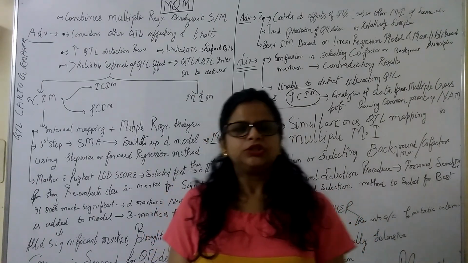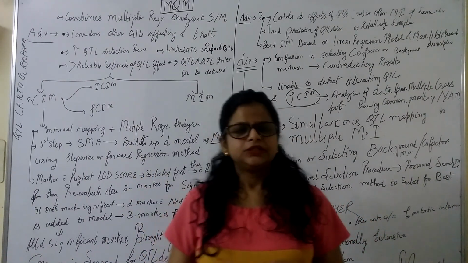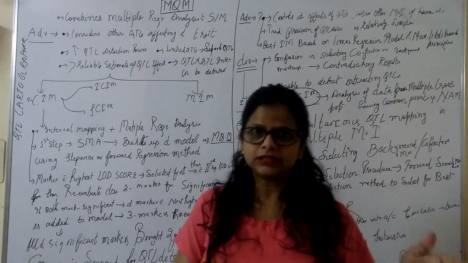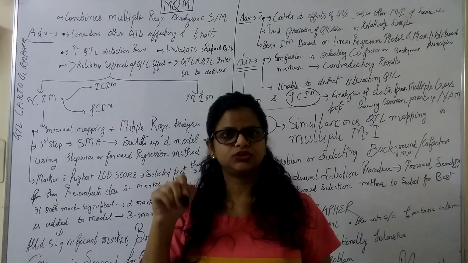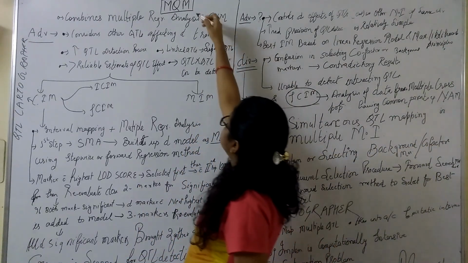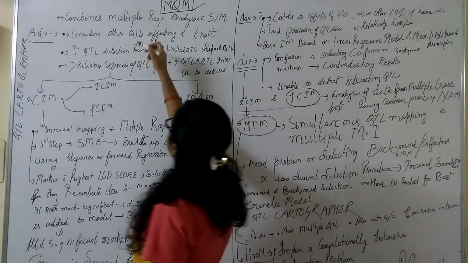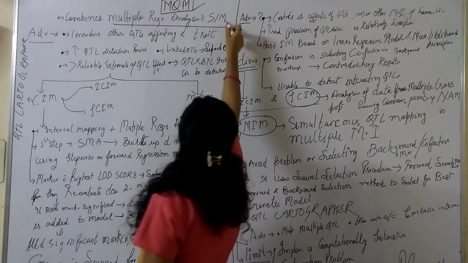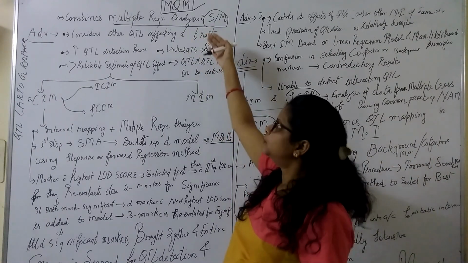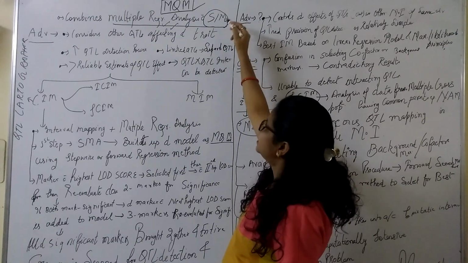Today I will continue with QTL detection methods, another method that is multiple QTL mapping. Generally our quantitative traits are governed by multiple QTLs, but the single QTL detection method detects a single QTL at a time. That's why another method is designed, that is multiple QTL mapping. In this method, multiple regression analysis is combined with simple interval mapping.